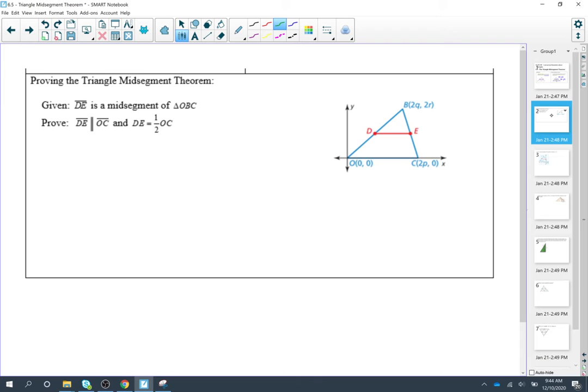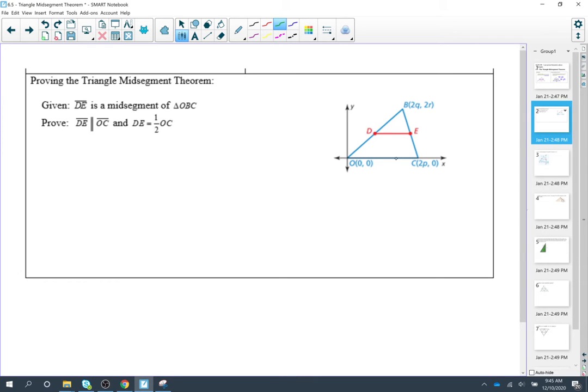Now, before I actually let you use the midsegment theorem, we're going to prove the midsegment theorem. Okay, so we are given that in our diagram over here, DE is a midsegment of triangle OBC. So we know that DE is a midsegment of OBC, of the bigger triangle. So we have to prove the midsegment theorem, which says then DE is parallel to OC. That was the first part, that these are parallel. And then we also have to prove that it is 1/2 of this side.